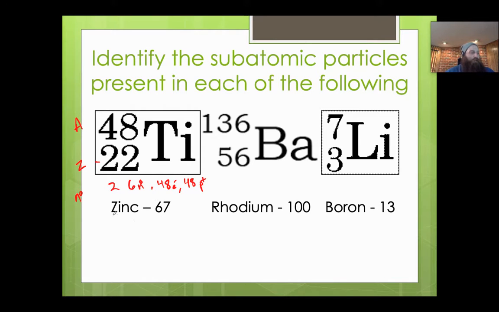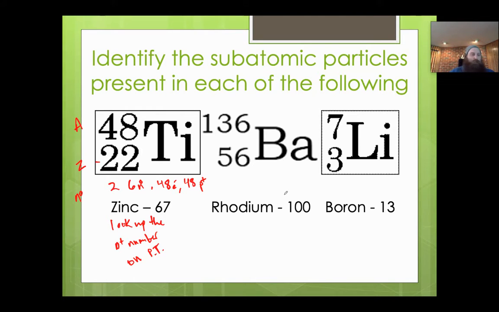I know it's neutral, so it must have 48 electrons, and it would have 48 protons, right? We also know that if we have hyphen notation, we have to look up the proton number on the periodic table of the elements, right? So that was last video.